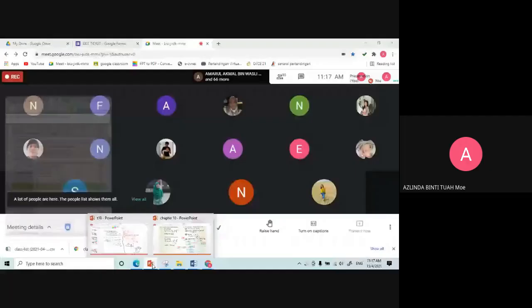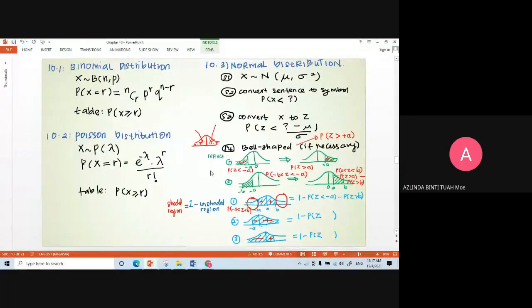Okay, sorry. Let's continue. Tadi saya stop dekat mana? Yang masuk bell shape ni dah belum? The purpose of using bell shape is P, and then Z greater than positive A. About the reflect part here? Belum lagi? Belum lagi. Okay, let me repeat.